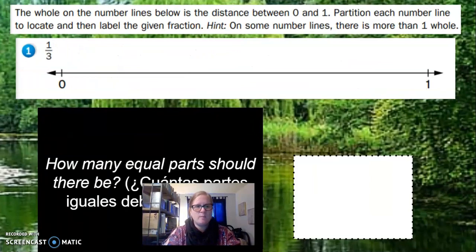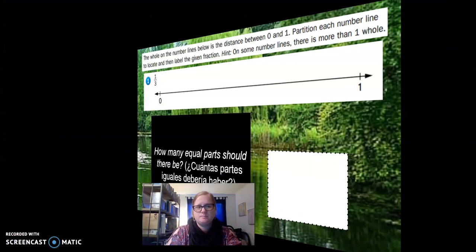How many equal parts should there be? So this is where we have a clue, okay? Since I'm going to try and plot 1/3 along this number line, I need to find out how many equal parts there needs to be, and it tells me right here because the denominator lets us know that that is 1 out of 3 equal parts.